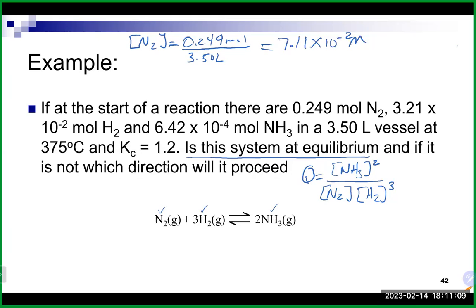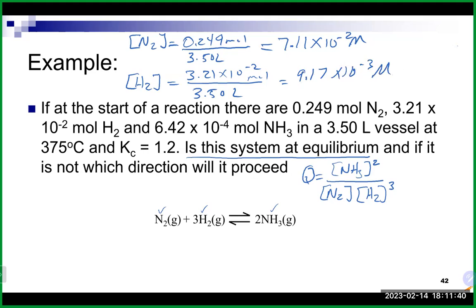We'll do the same thing for our H2. So the concentration of H2 will be the moles of H2, which is 3.21 times 10 to the minus 2, and those are moles, divided by 3.50 liters. 3.21 times 10 to the negative 2 divided by 3.5 gets us 9.17 times 10 to the minus 3 molar.